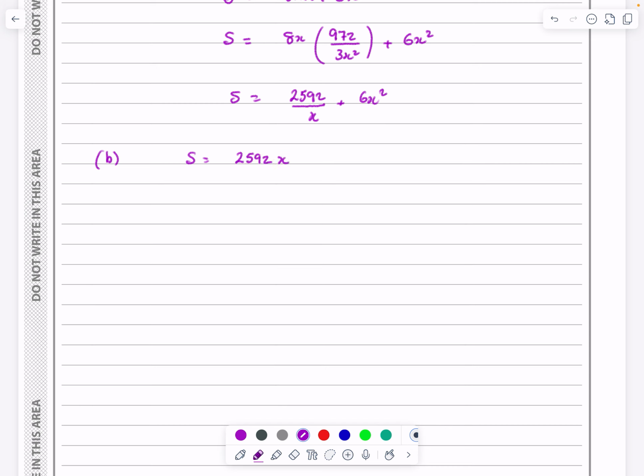Well, if I'm going to differentiate it, I'm going to write that as x to the minus 1 there, plus 6x squared, and then we just want to find ds by dx. So ds by dx, multiply by the power, take 1 off the power, so that's going to be minus 2592 x to the minus 2, plus 12x. So yeah, that's it. That's nice and straightforward for ds by dx.